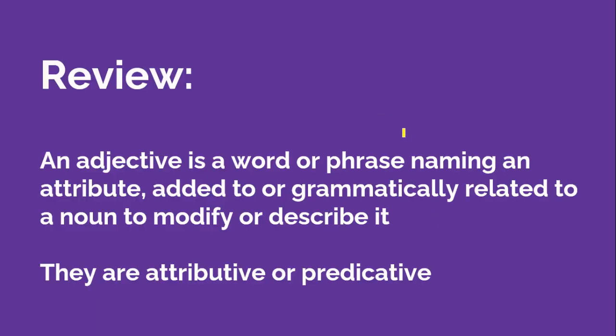Let's review. An adjective is a word or phrase naming an attribute added to or grammatically related to a noun to modify or describe it. They can be either attributive or predicative, with attributive coming before the noun and predicative coming after the verb.